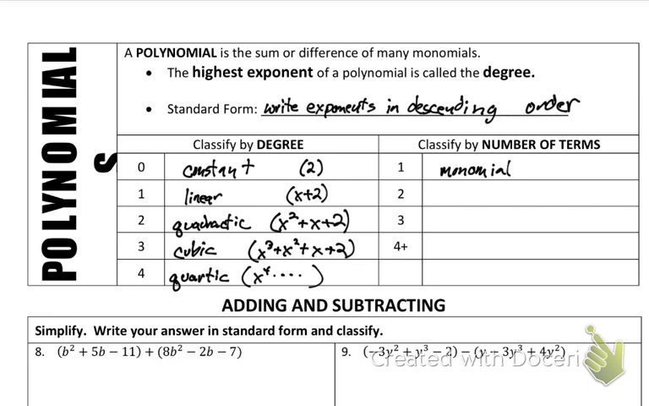So we have a monomial. If we have two terms, a binomial. Three terms, a trinomial.